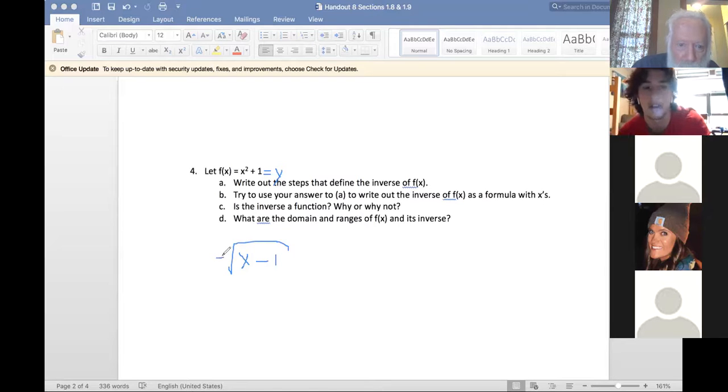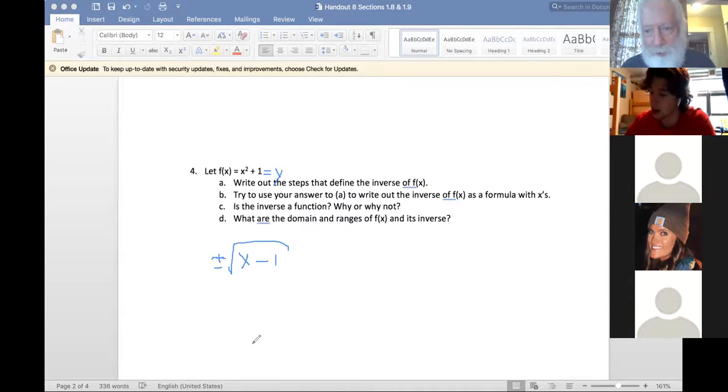Okay. Yeah, I just wasn't sure if that -1 was supposed to be on the outside. That's all I was confused about. That makes sense? Yes. Thank you. And that's key too, that you have to have the plus or minus there because you don't know which one, and that should be a clue to whether it's a function or not. Okay, awesome. Thank you.